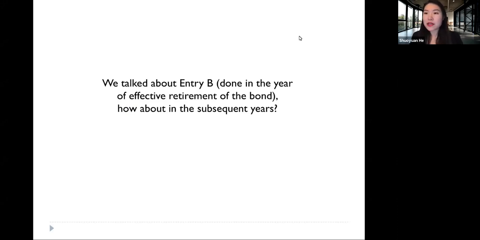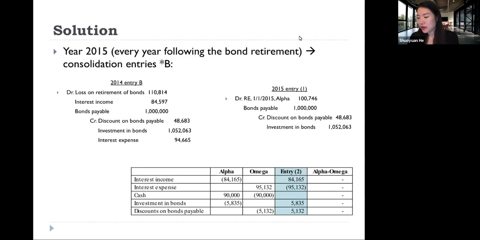So we have just talked about entry B, which is done in the year of the effective retirement of the bond. Let's now look at what we should do in subsequent years. In subsequent years, as we mentioned, the consolidation entry is star B. Basically, how do we get star B?